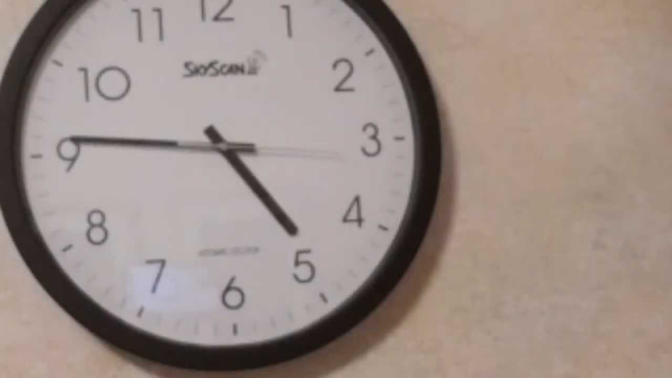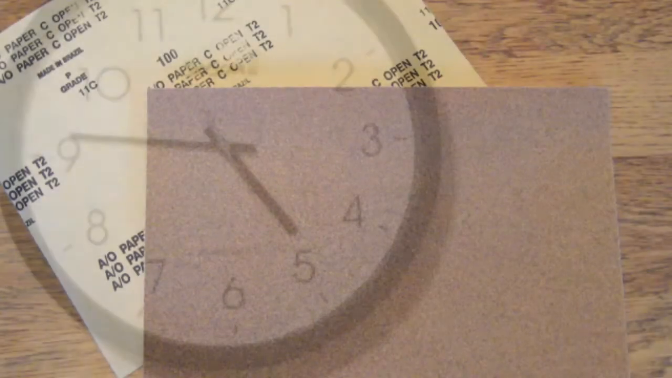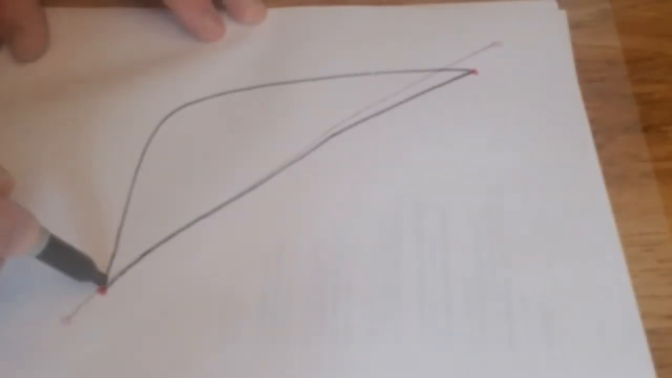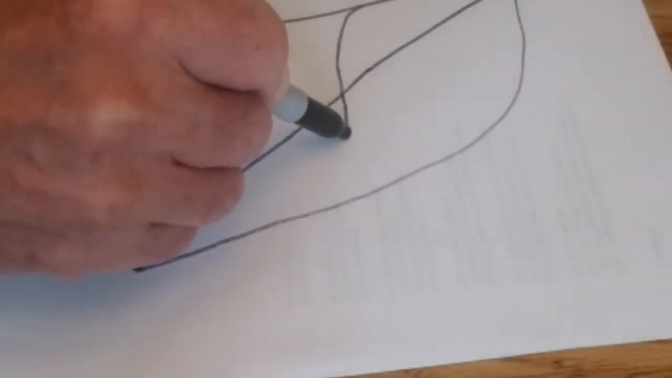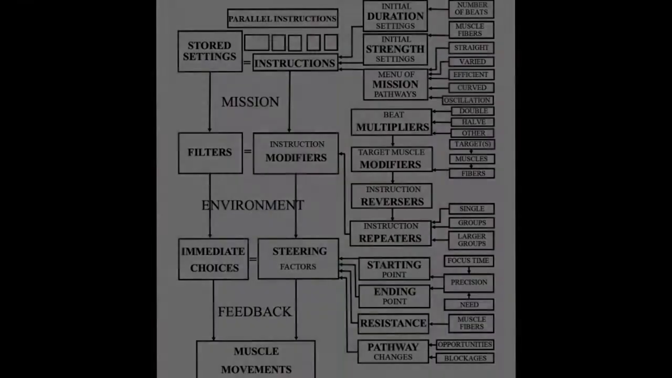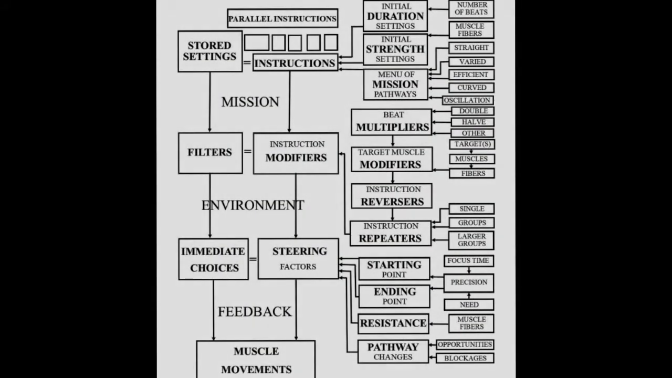What then is the basis for instructions? I believe it is choice from a limited menu best suited to accomplish a mission associated with initial duration and strength settings. The menu would include pathway choices of straight, varied, efficient, and curved, along with other choices such as oscillation. Here is a flowchart summary of my thoughts on coding your body movements. Now you can see why I think the human signature is so amazing.